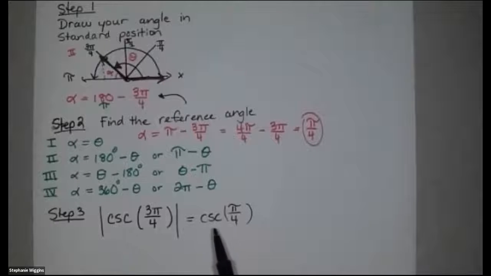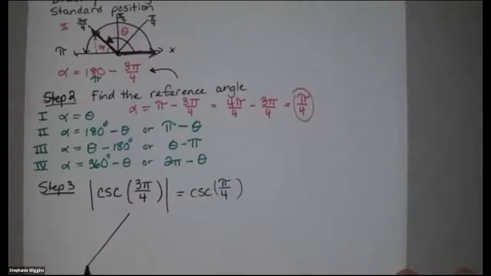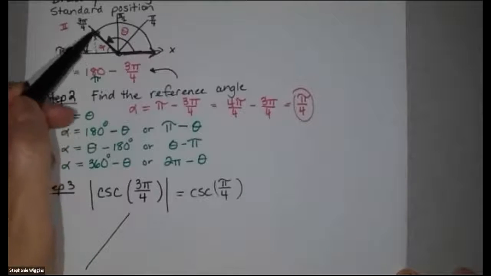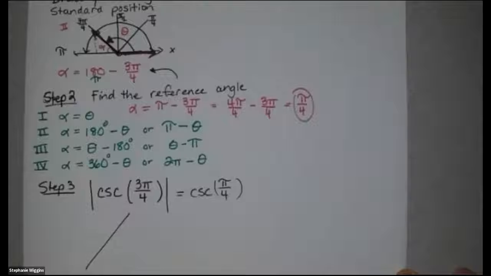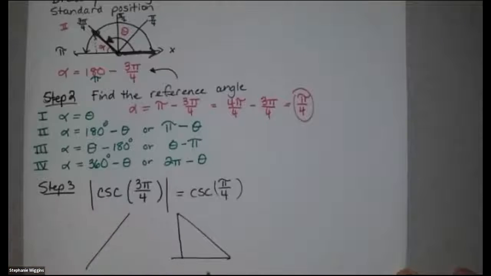Now, cosecant of pi over 4. Well, pi over 4 is 45 degrees. And if you're looking at the triangle, so actually, here's the triangle that I'm looking at. I should probably draw that better. It doesn't have to be in the same orientation as long as the angles are the same.